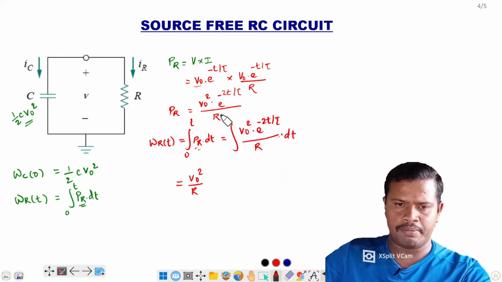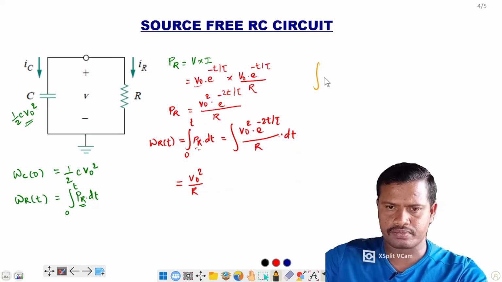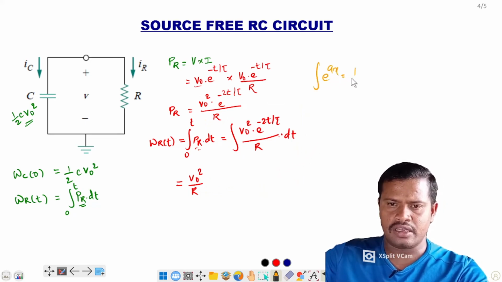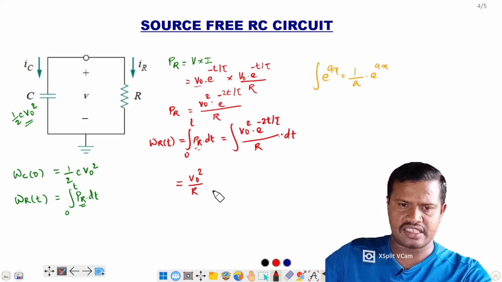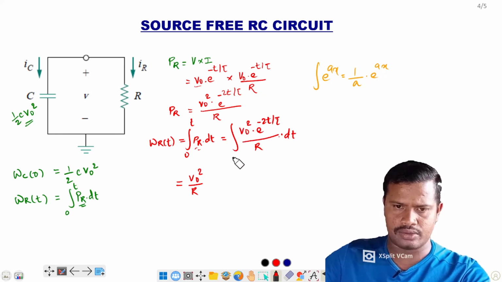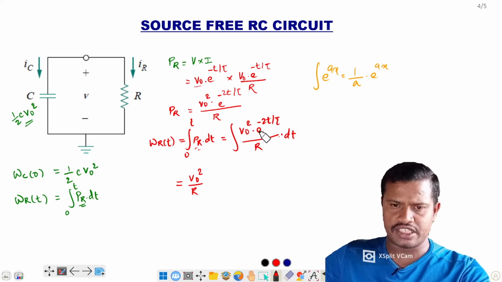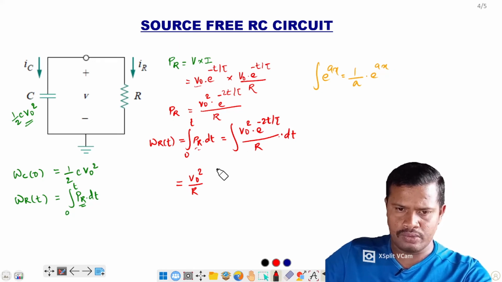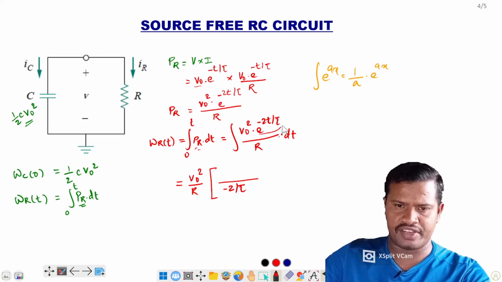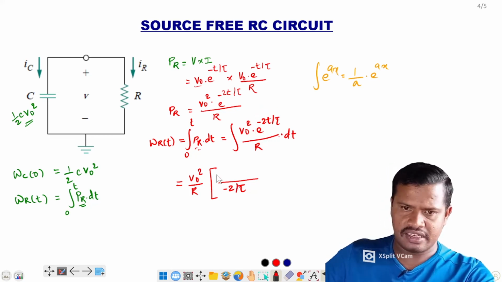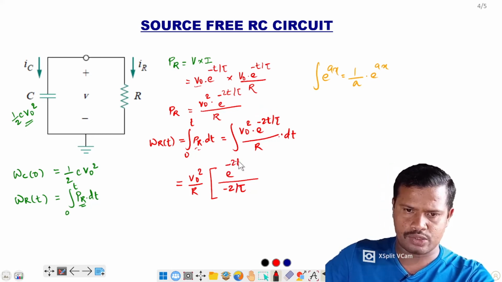We know one formula, that the integration of e to the power of ax will be 1 by a into e to the power of ax. So we will apply the same formula to this equation. Here a will be minus 2 by tau and x will be t. So the a value will be minus 2 by tau and the remaining is e to the power of ax, which we write as e to the power of minus 2t by tau with the limits 0 to t.